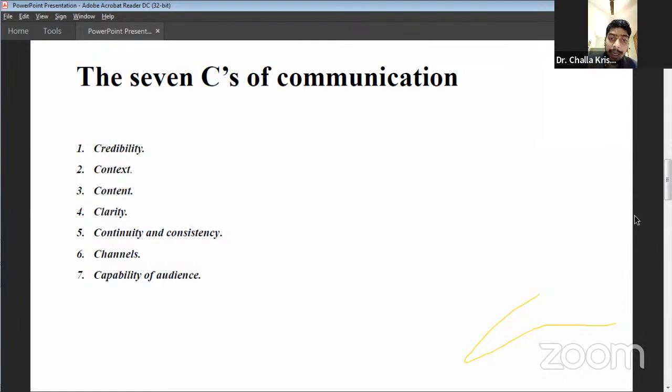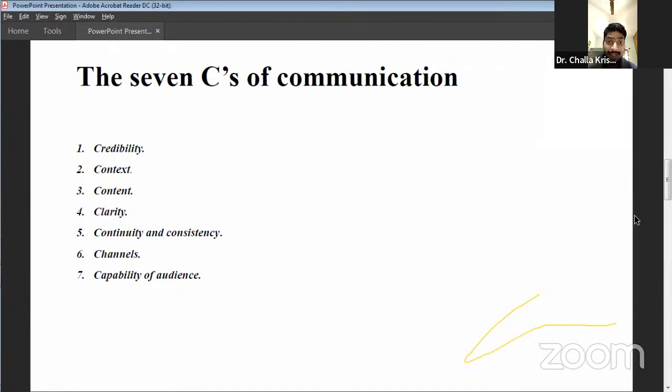For example, if you're sending a message, it has to have credibility. It has to have a source. You have to cite, you have to give a reference to it. And it has to have proofs. When you're sending a message, it has to have proofs. Remember that. When you're writing a news report, it has to have proofs. So without proper sources, without authentic sources, without proper proofs, your message is not credible.